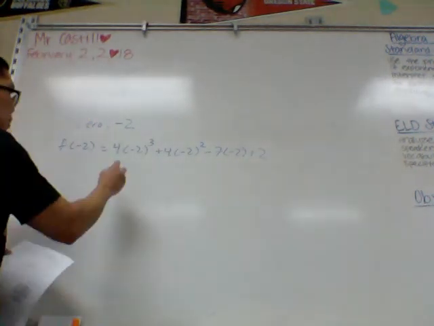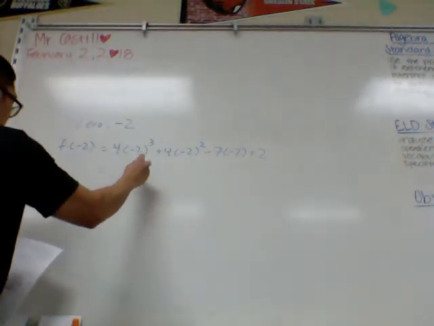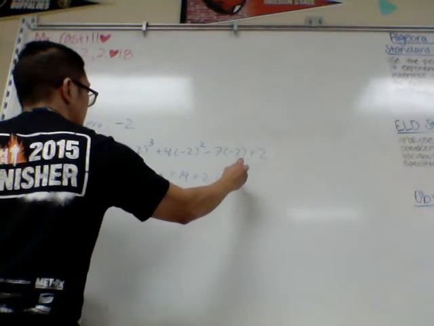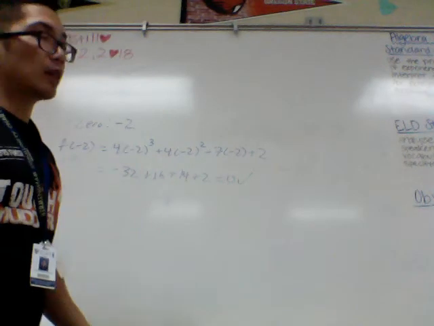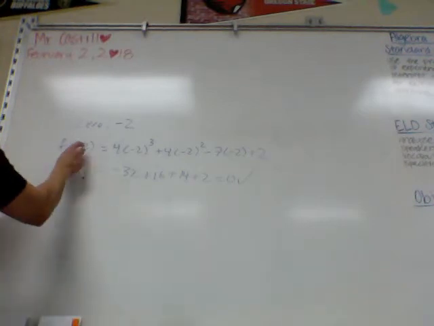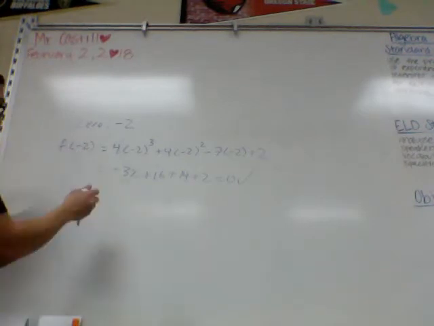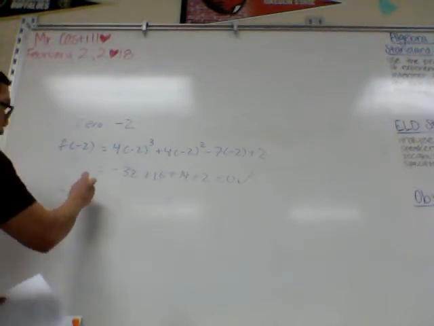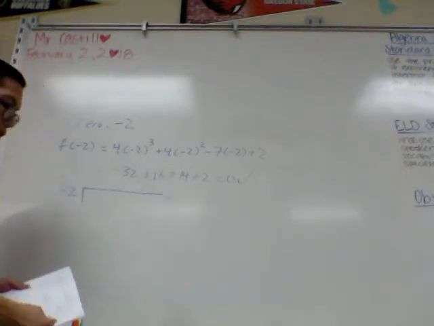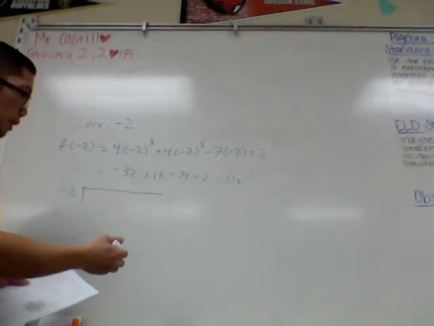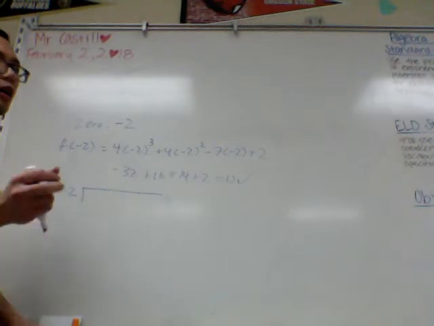Watch your signs in all of this. This is negative 32 plus 16 plus 14 plus 2, and that equals 0, which means that we did find one of the zeros. Now remember, the next step after this is to do synthetic division with the negative 2. So negative 2 goes on the outside, and we put the coefficients. Remember, if you're missing a coefficient, you have to put a 0.